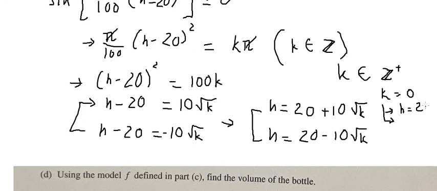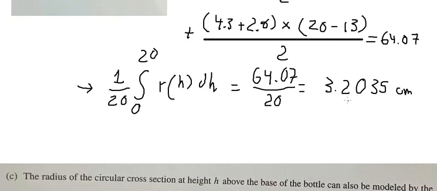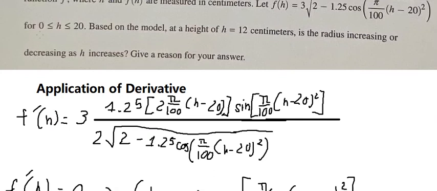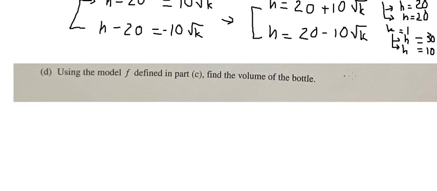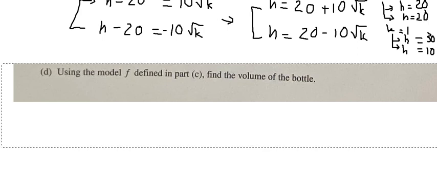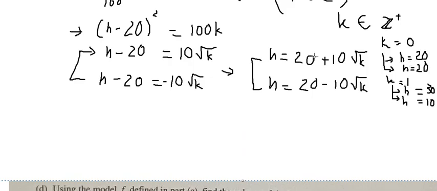equals 20, 20. When k equals 1, we can find the value of h in here. This one you get about 30. This one we have 10, because we need to find the value of h between 0 and 20. So this one we just have only 10 in here.